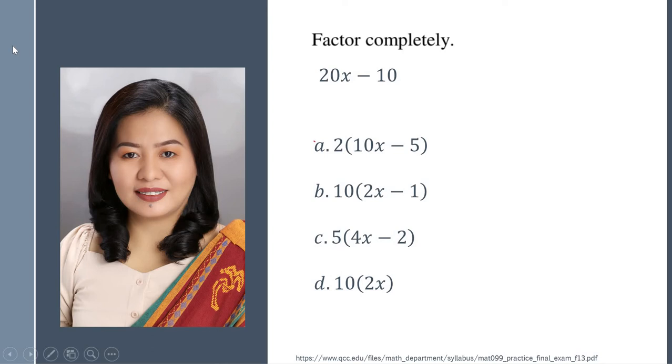So we will have to eliminate now A and C. If our common factor is 10, then we divide each term by 10. 20x divided by 10 is 2x, and this is correct. And minus 10 divided by 10 is 1. So it would mean that our answer is B. We cannot choose letter D because if we multiply 10 and 2x, that will only give us 20x. So our answer is B.